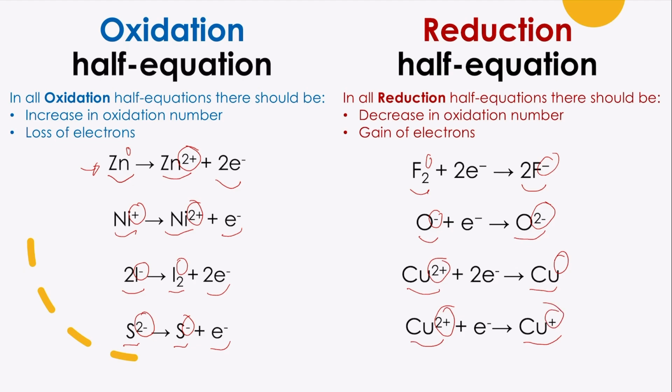So if you would like to write a reduction half equation, or if you would like to detect if the half equation that we have here is a reduction half equation, we have to show that there has been a decrease in the oxidation number. And of course, all of them have electrons in the reactants, which means that all these half equations are accompanied by gain of electrons.